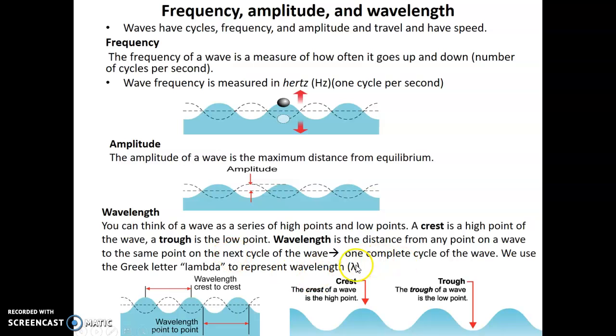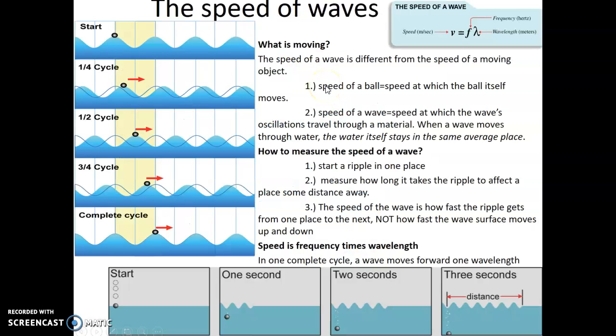Again, wavelength, they use the Greek letter lambda to represent wavelength. You measure wavelength in meters, and frequency is measured in hertz. The speed of the wave is dependent on the medium that it's in. The solid, liquid, or gas is going to determine how fast the wave is going to travel, how fast the energy is going to get from one place to another.